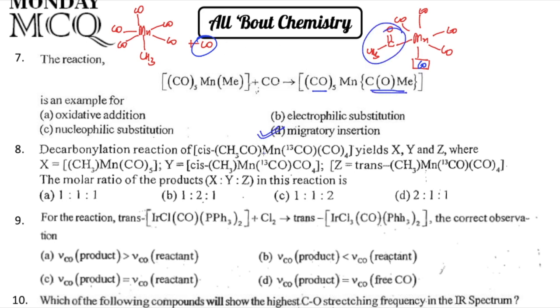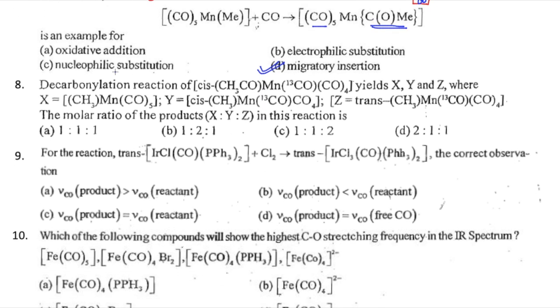This is migratory insertion. So option D is the correct option for this. Alright, let's talk about the next one. It says that the decarbonylation reaction of cis, this is the molecule given to you. You are doing the decarbonylation reaction and it yields X, Y, and Z, three products. So the molar ratio they are asking, I'll just explain to you in the next tab.